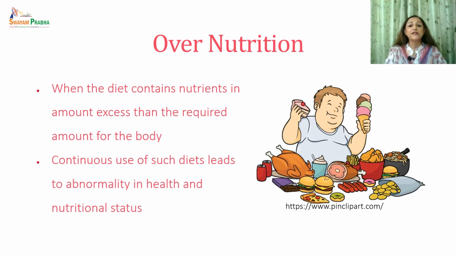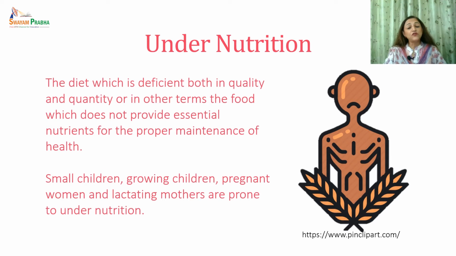Overnutrition occurs when the diet contains nutrients in amount excess than required amount for the body. Continuous use of such diets lead to abnormality in health and nutritional status. Undernutrition stands for the diet which is deficient both in quality and quantity, or in other terms, the food does not provide all the essential nutrients which are needed for the proper maintenance of health. We had just discussed what are the various functions of food. So, small children, growing children, pregnant women, lactating mothers, even the elderly of our family, they are more prone to undernutrition.